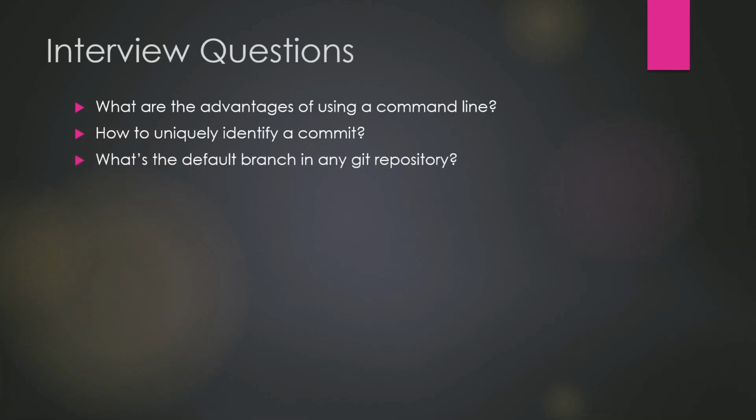The next question is, what's the default branch in any Git repository? The straight answer is master or main. There was a controversy, due to which people are now avoiding the word master. Now they are calling it main. Previously it was master. So now you can say master or main. So that would be the answer to your question.